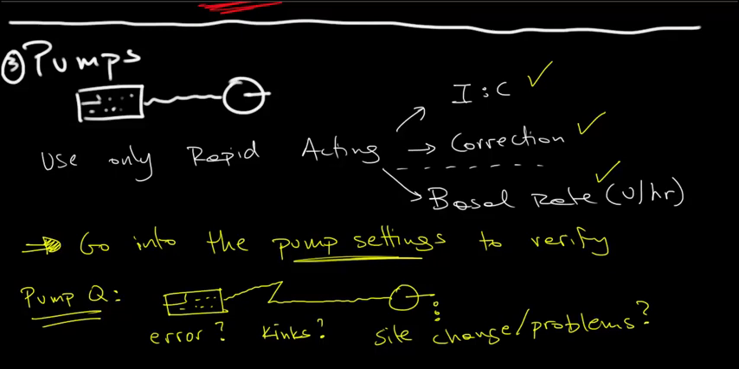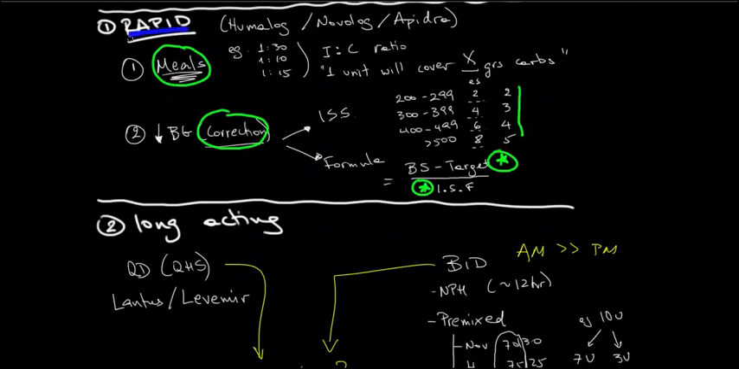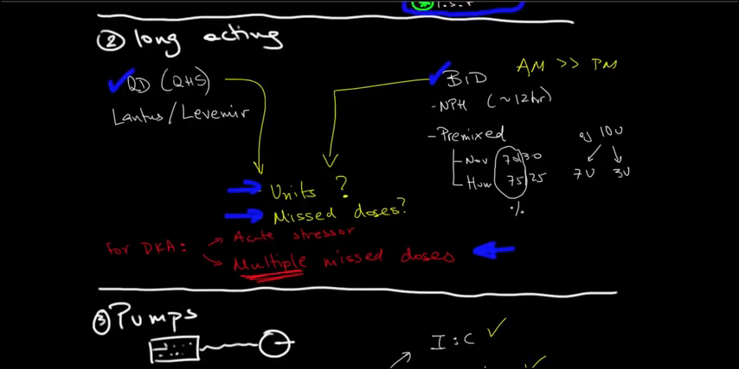So let's zoom out and review what we talked about. We said for rapid acting insulins, we need to know how do they cover for meals, and how do they correct for high blood sugars. This can be either as a sliding scale or as a formula. For long-acting insulins, 2 questions for either once-a-day regimens or twice-a-day regimens. How many units are you taking, and have you had any missed doses? Remember, they need multiple missed doses to go into DKA if they don't have an acute stress.